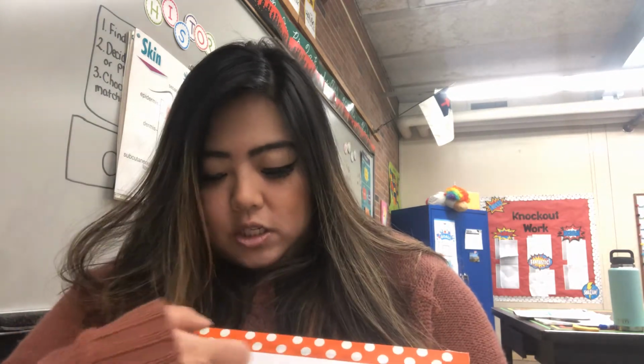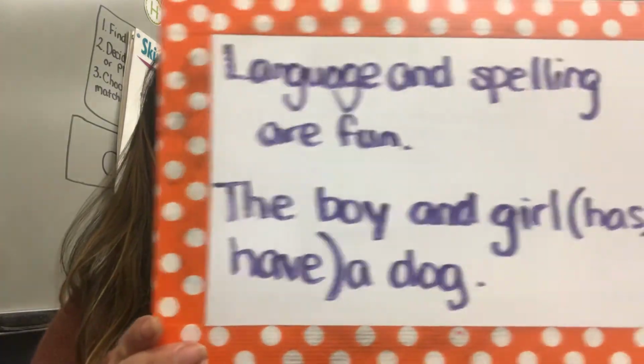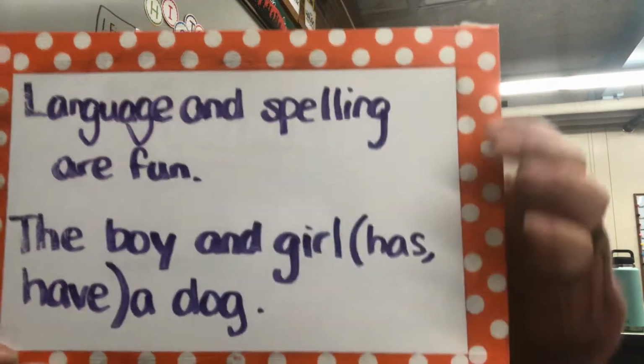And we're talking about compound subjects. So let's review what a compound subject is. It's having more than one subject joined by and or something else. Compound subjects joined by and will usually take a plural verb. For example, language and spelling. Language and spelling, there's two. Language and spelling are fun. It's plural, so it takes a plural verb of are.